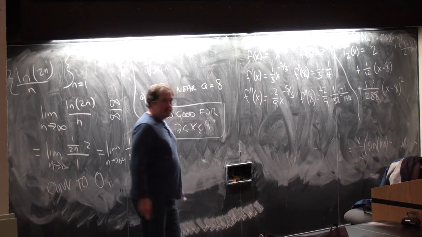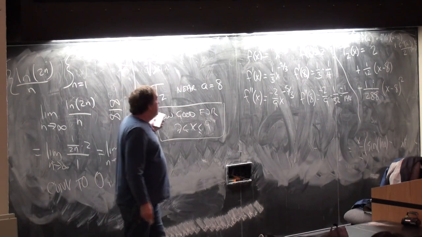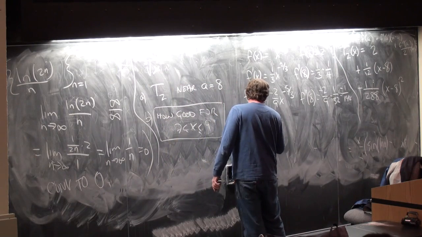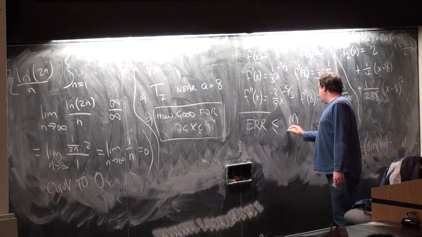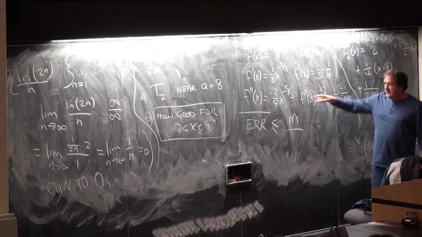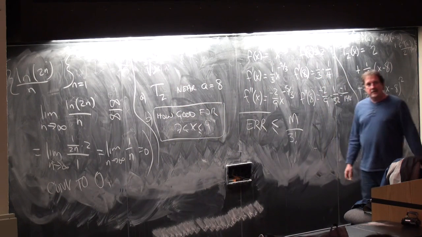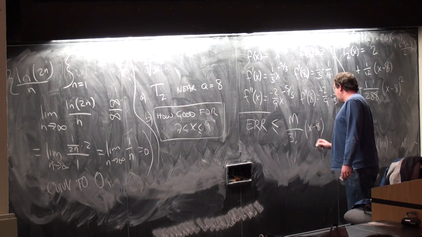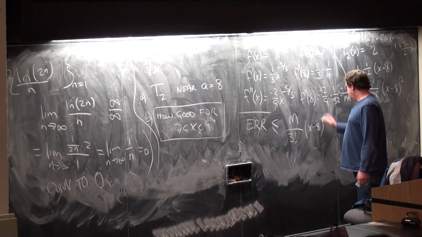So now the second part says, how good is this for x between 7 and 9? So Taylor inequality says, we look at some error less than or equal to M, so M is the maximum of the next derivative, over 3 factorial in this case, times x minus 8 to the 3.